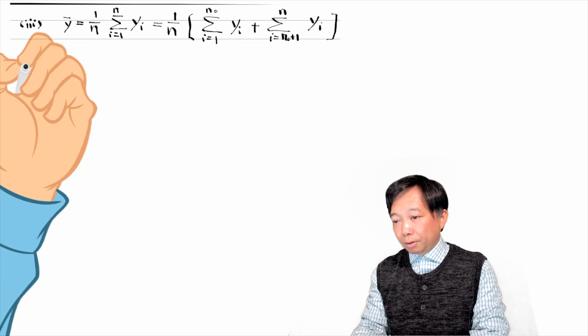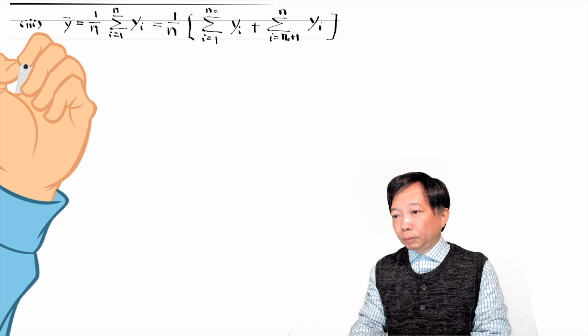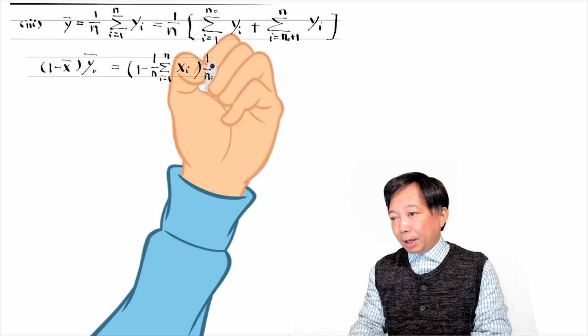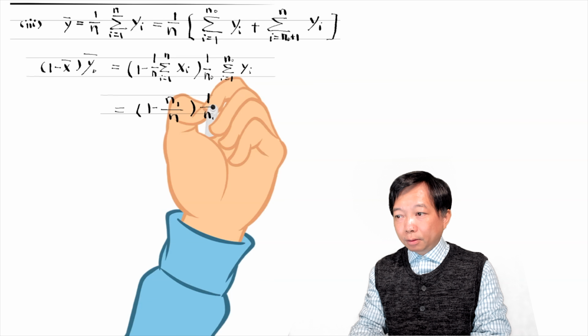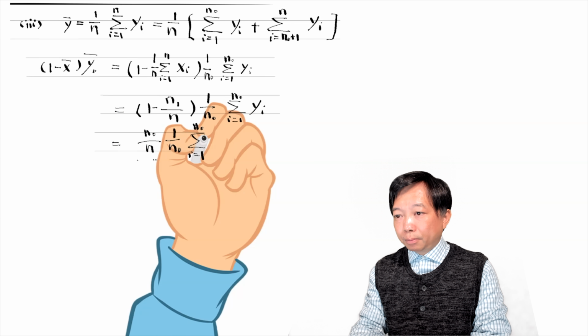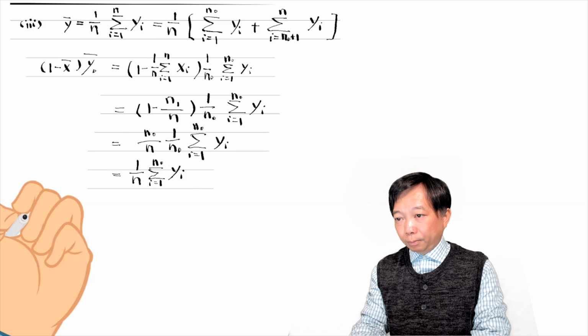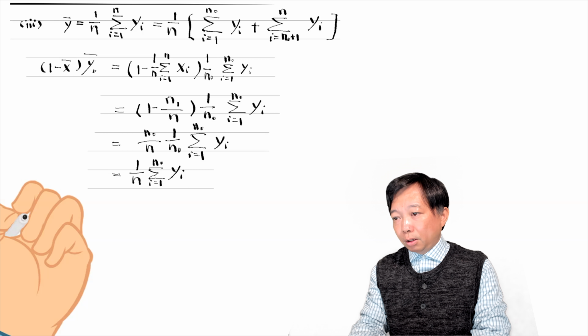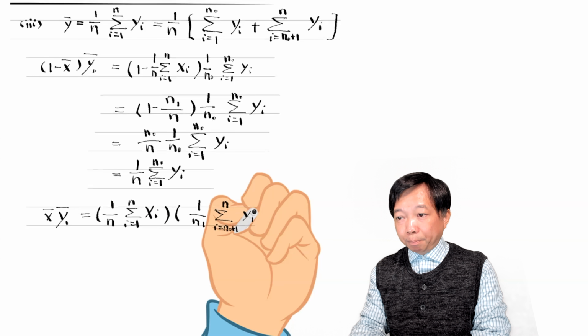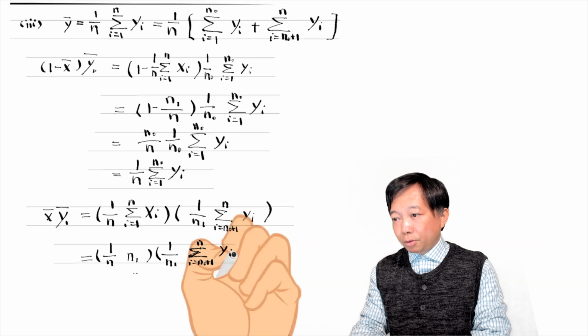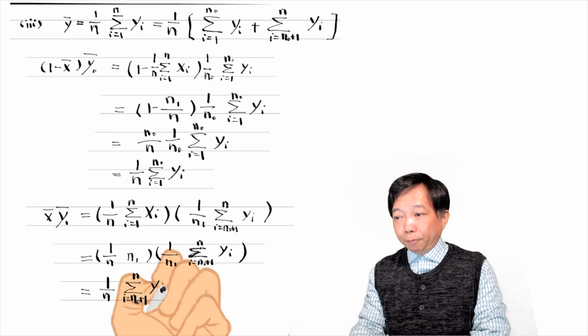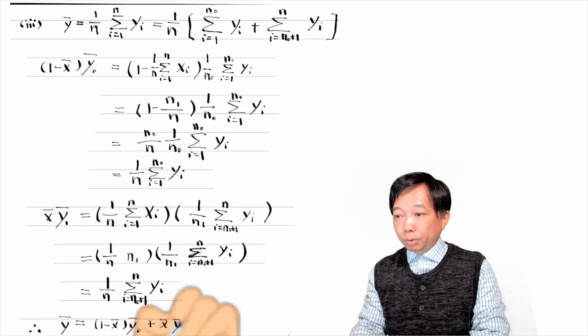We can show that the first part equals the first term on the right-hand side. The first term on the right-hand side is 1 minus x bar times y0 bar. We substitute y0 bar with the expression from the last question. After some algebra, we obtain the answer. Similarly, we show that x bar times y1 bar is equal to the second part of y bar. Therefore, the weighted average equation holds.